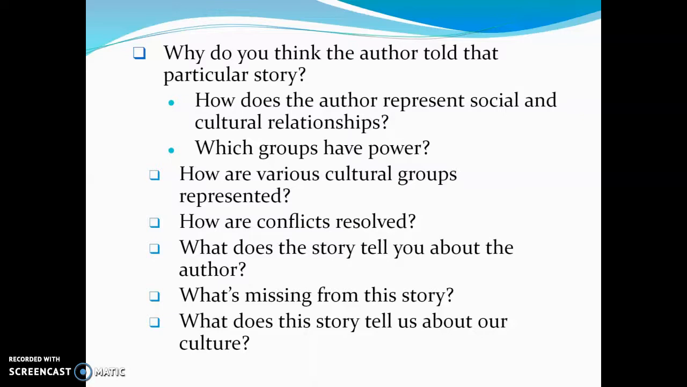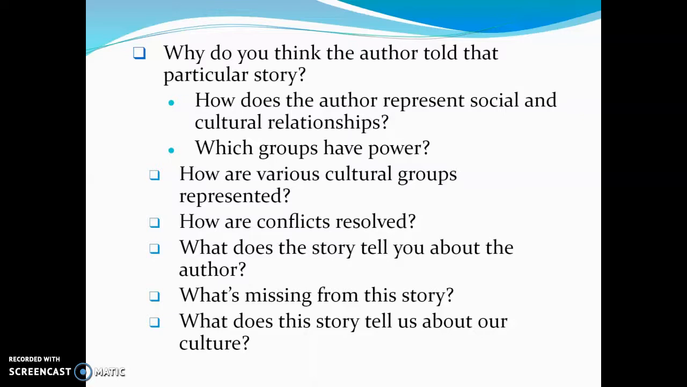So you would ask that first question, then also ask, how does the author represent social and cultural relationships? Which groups have power? How are various cultural groups represented? Now, if you ask a first grader, how are various cultural groups represented, they're really not prepared to answer that question. As a sixth grader, as a critical reader, they are able to answer that question, especially if you're building the background knowledge for them in a content area.